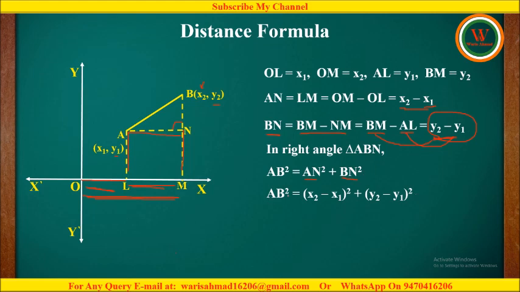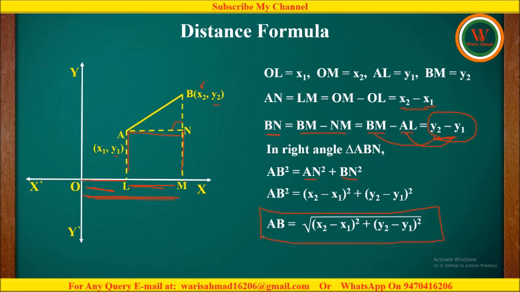Now after putting the square on the right hand side, finally we will have AB equals to the square root of x2 minus x1 whole square plus y2 minus y1 whole square. So this is the final formula to find the distance AB, which is also termed as the distance formula.